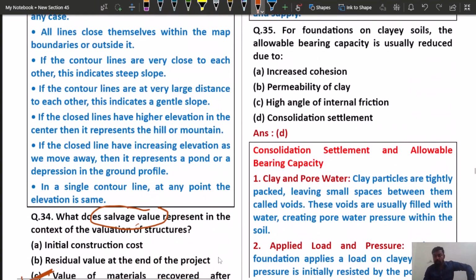For foundations on clay soils, the allowable bearing capacity is usually reduced due to... The question is asking which factor reduces the allowable bearing capacity for clay: increased cohesion, permeability of clay, high angle of internal friction, or consolidation settlement. In clay soils, consolidation settlement will occur, and that consolidation settlement will reduce the allowable bearing capacity of the soil. So the correct option will be option D. Now proceed to the next question.